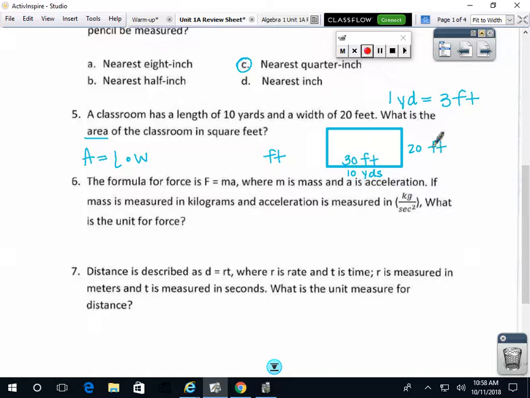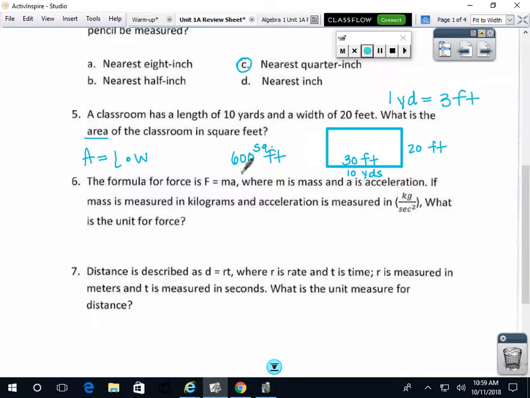Now that they both match when it comes to their units, now you multiply them. What is 30 times 20? 600, and that's square feet. You have to have them in the same units before you can multiply them. Because think about it, if you just did 10 times 20, yeah, you get 200, but 200 yards or 200 feet, it's two different things. So that's why they have to match. Any questions so far?